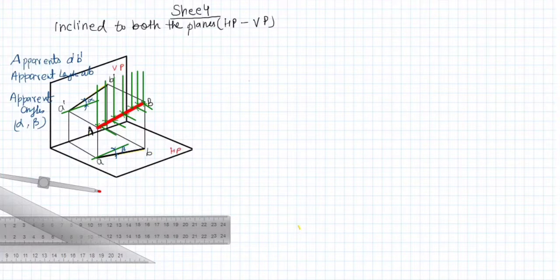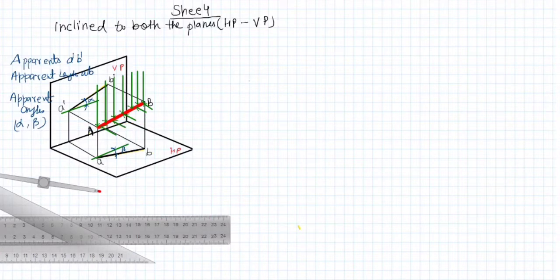So this is the line. If I rotate this line like this, this line will be parallel to VP and inclined to HP, so its true length will be observed on the vertical plane. And if I rotate this line like this, now this line is parallel to HP and inclined to the vertical plane. Then in that case, the true length of this line will be obtained on the horizontal plane. So these basics will be followed.